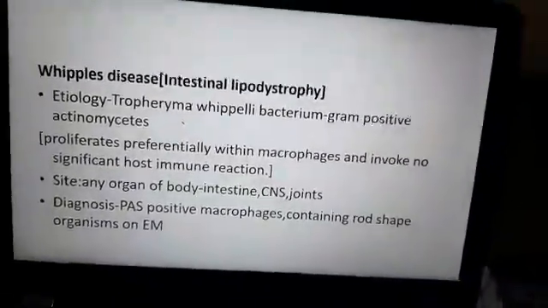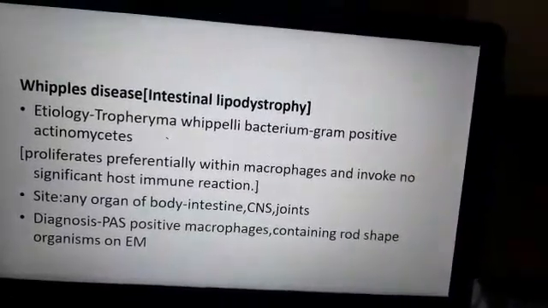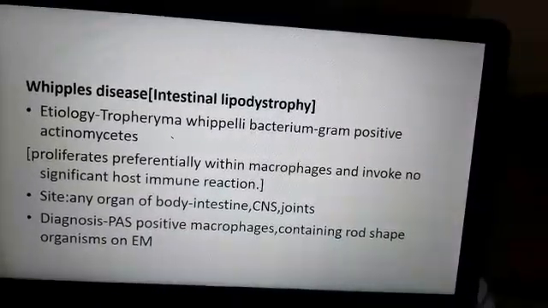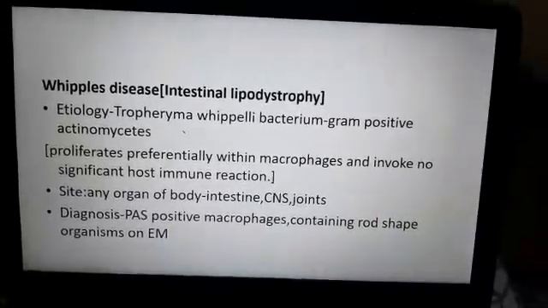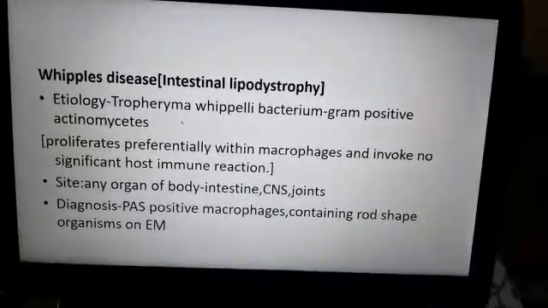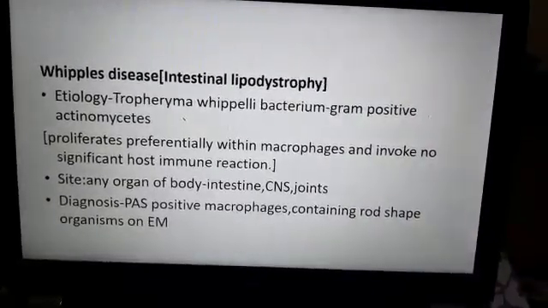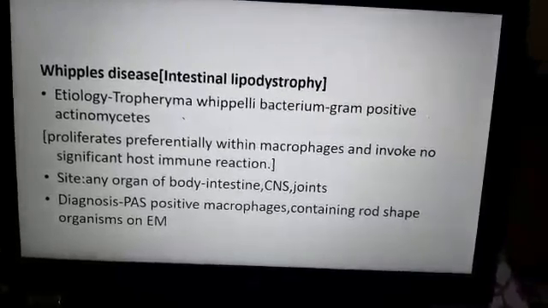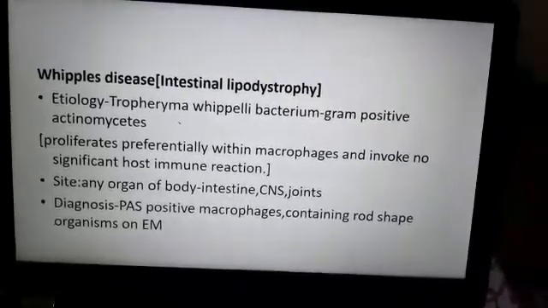Here the etiology is due to Tropheryma whipplei bacterium, which is a gram-positive actinomycete. It proliferates preferentially within the macrophages and invokes no significant host immune reaction. So this organism, it is a gram-positive actinomycete, Tropheryma whipplei. This will proliferate within the macrophages. That is why it will not invoke any host immune reaction, because it is within the macrophage cell.